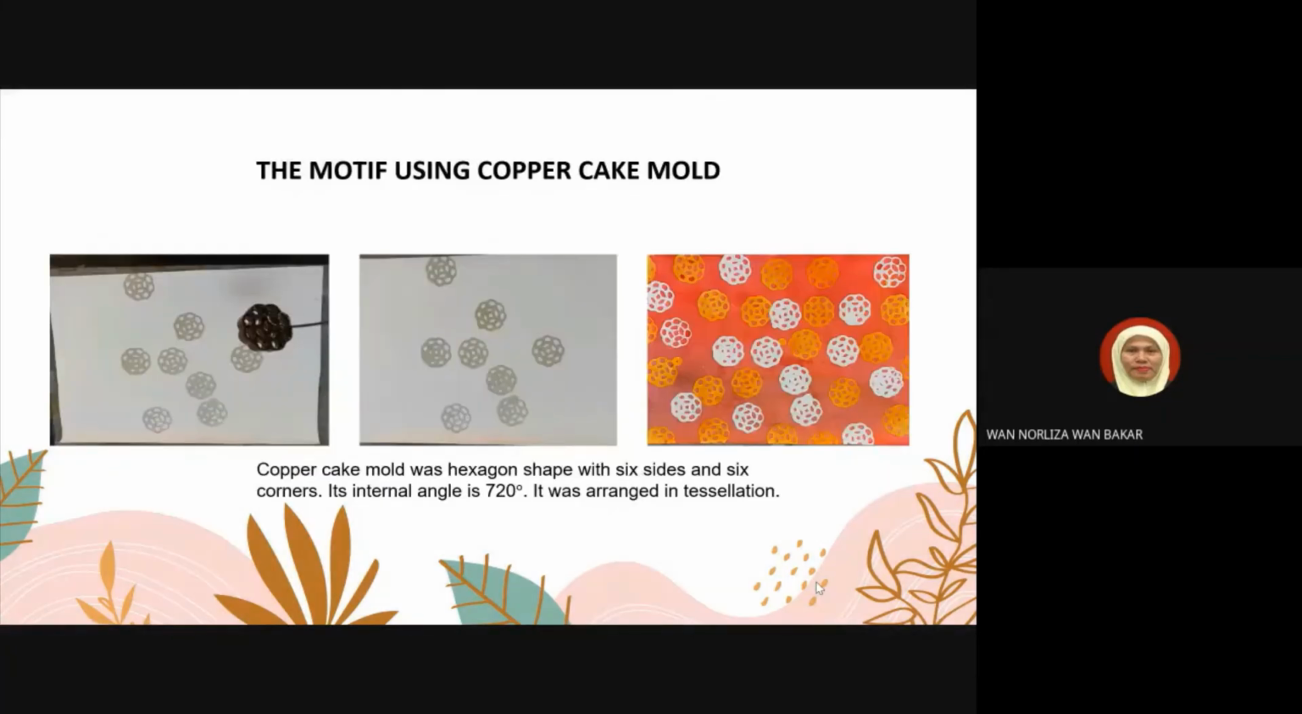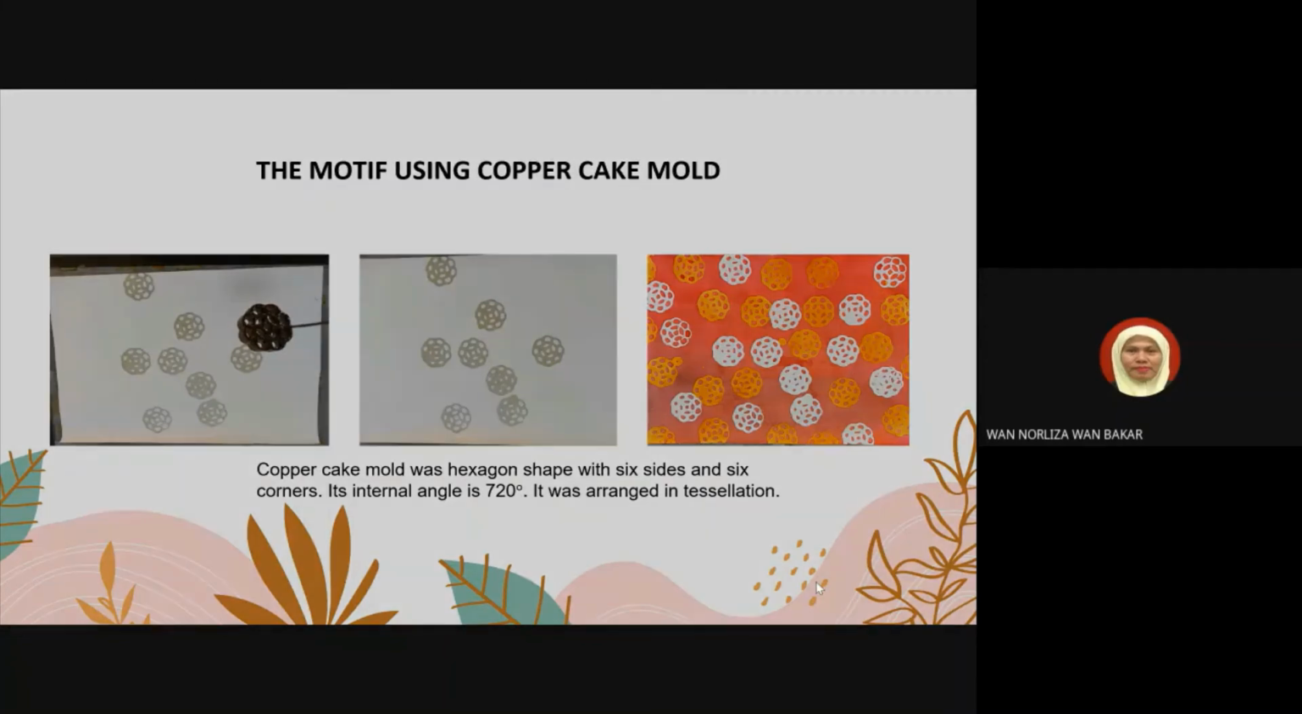Okay, next is by using the copper cake mold. The copper cake mold has a hexagon shape, where it has 6 sides and 6 corners. Its internal angle sum is 720 degrees. This shape is arranged in tessellation.